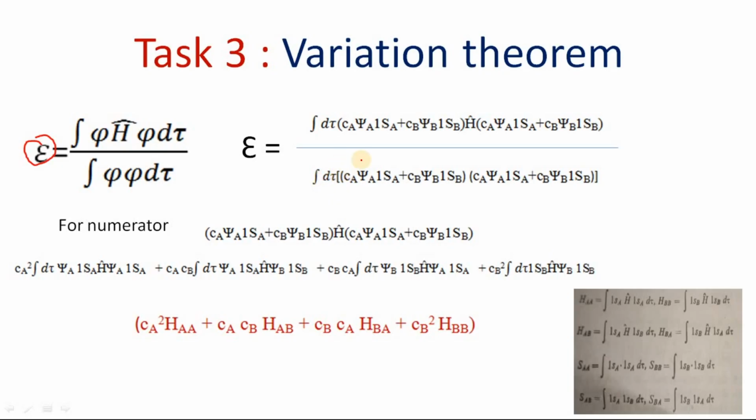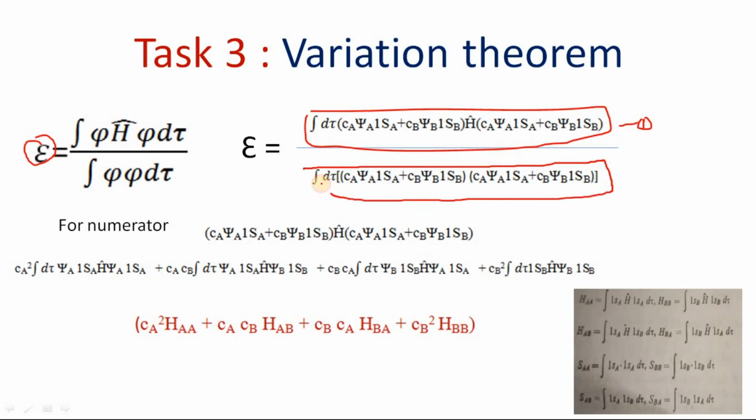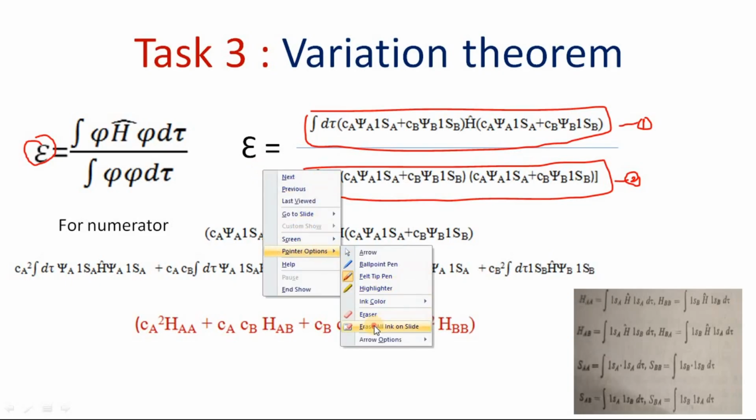To make it very simple, first we will be solving the numerator. That is what we do first, followed by the denominator, and after having the numerator and denominator separately, we'll divide one by the other to get the energy. That's the idea. Now moving on to the numerator.